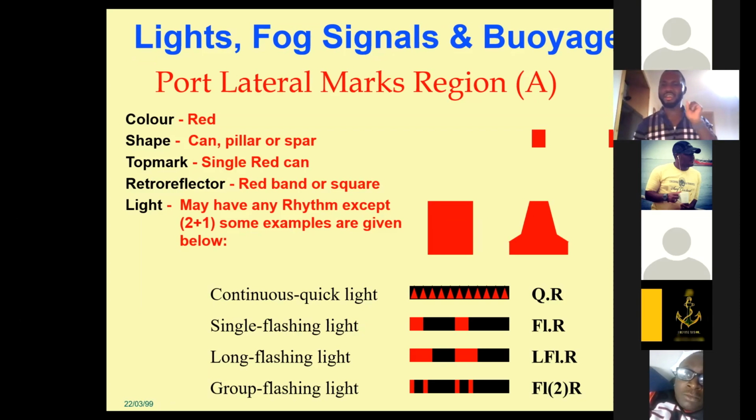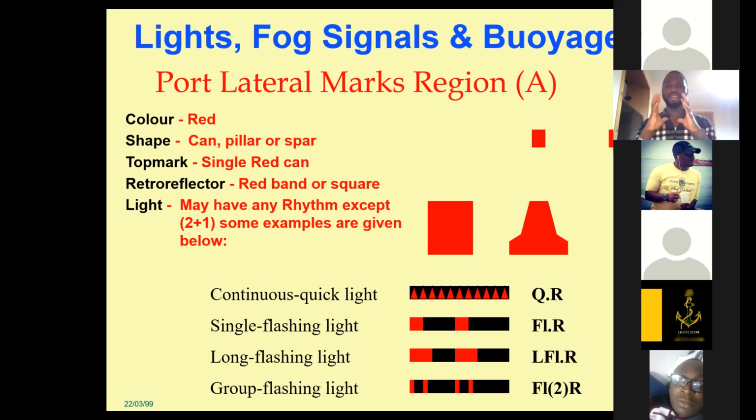So let's say it's showing a red light other than 2 + 1. That means it's a lateral mark. So the first thing again that goes to our mind: which region are we? Which country are we? That will now determine whether we're in region A or region B. And like I told you, it's going to show a red light in region A, but it's not going to show a red light in region B. It's going to show you the opposite as well.